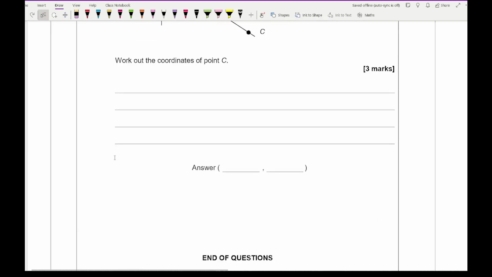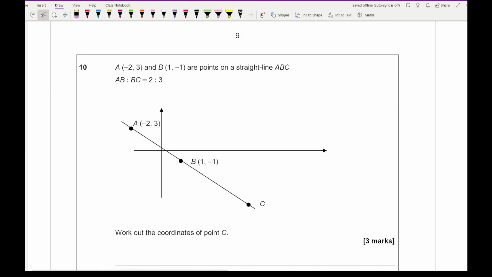Then moving on to our last question, question 10, it says that A is at -2, 3, B is at 1, -1, and they are points on a straight line ABC. AB to BC is in the ratio of 2 to 3. Work out the coordinates of point C. So again, if I draw my triangle and work out the dimensions of this triangle, the difference in the x ordinates is going to be the base, so that's going to be 3. And the difference between the y ordinates is 4.